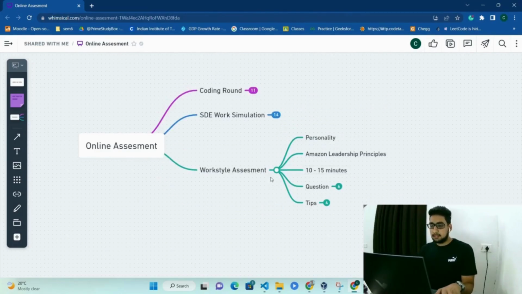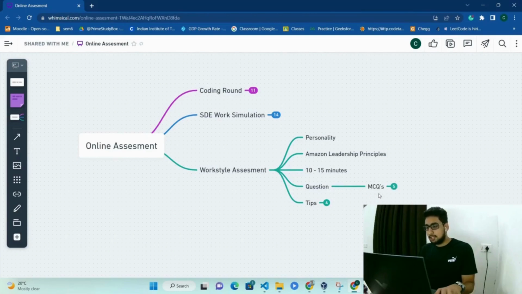Now coming to the work style assessment. This is, in general, a personality test kind of thing, where you will be tested in the light of Amazon's leadership principles. The time given to you will be around 10 to 15 minutes, like you will be able to complete in 10 to 15 minutes. The number of questions I don't remember, but there were a lot of questions in this part, almost 50.